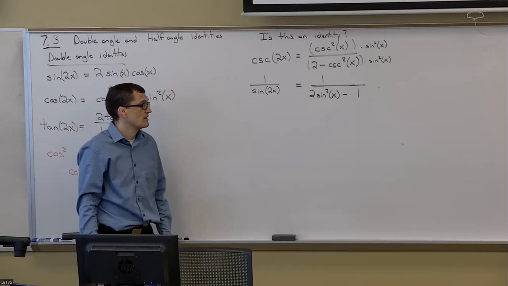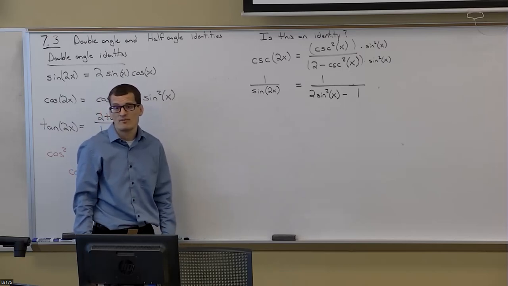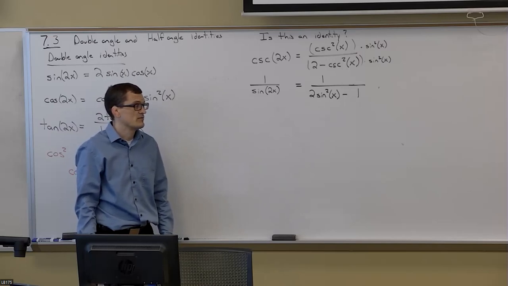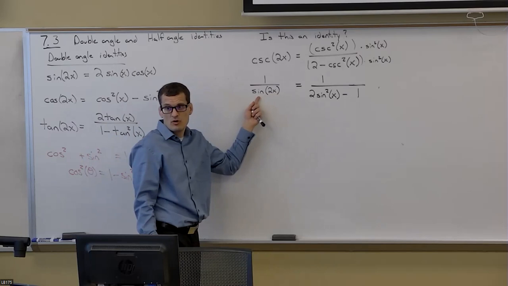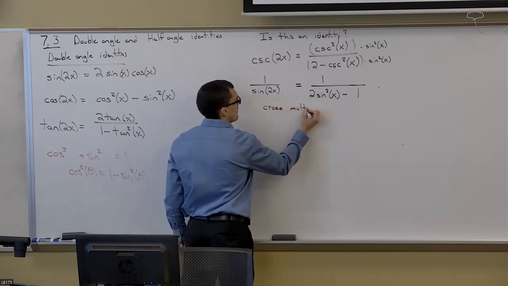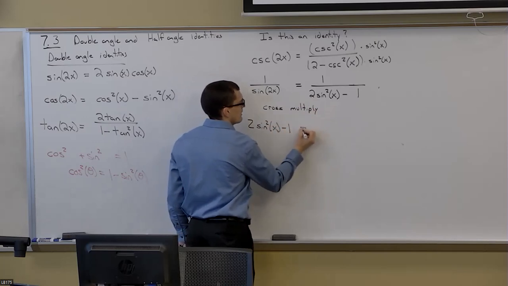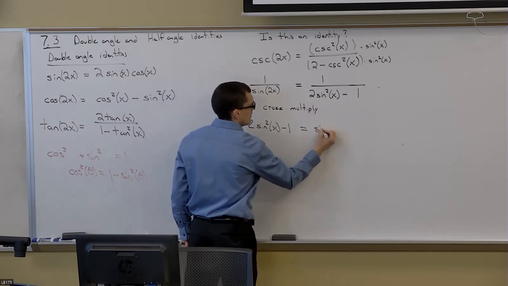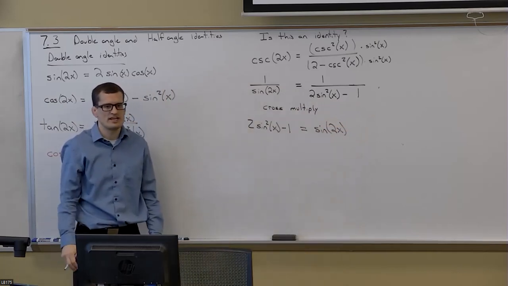I don't know how much you all like fractions. If you are very comfortable with fractions, you can leave it here. But notice the numerators are the same. They're both ones. So the only time these fractions can be equal are if the denominators are the same. So you could just say, well, let's just set the denominators equal to each other at this stage. Or in other words, you could say, let's cross multiply. You end up with two sine squared minus one. So the denominator on the right-hand side is equal to the denominator on the left-hand side. That's another version of saying, if you have the same numerators, the fractions are equal only when the denominators are equal.